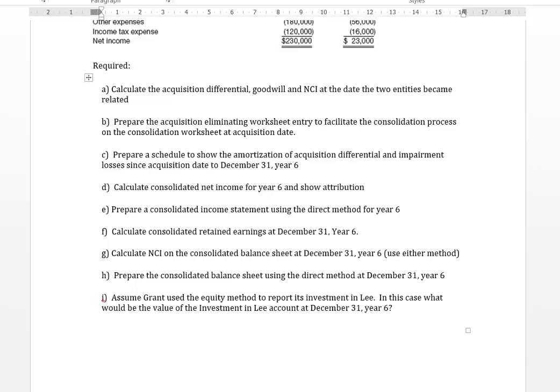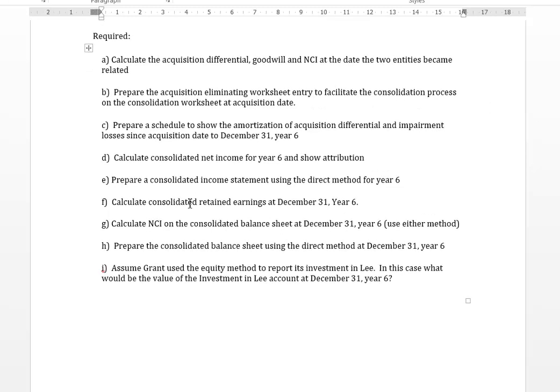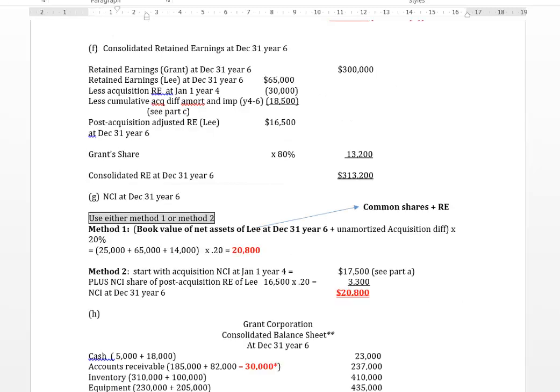cost method. So in order to do the first thing, which is to do the consolidated balance sheet, we need to calculate consolidated retained earnings here in this part, and in the next part calculate NCI. All right, then we're in a position to tackle the next part, which is to put the consolidated balance sheet together. So let's begin that process.